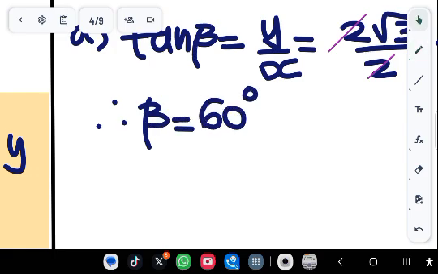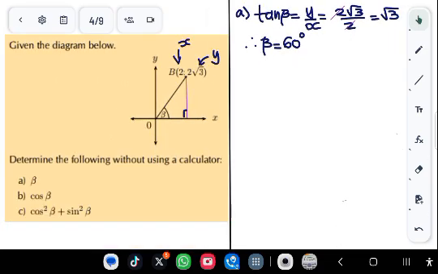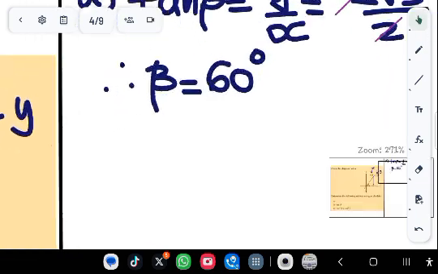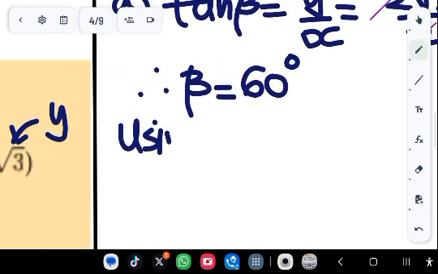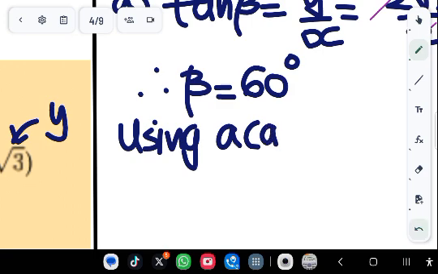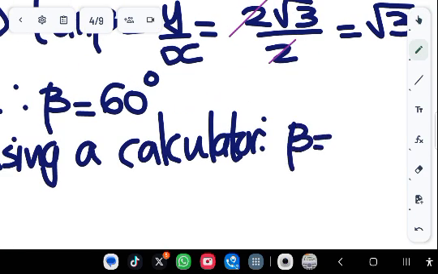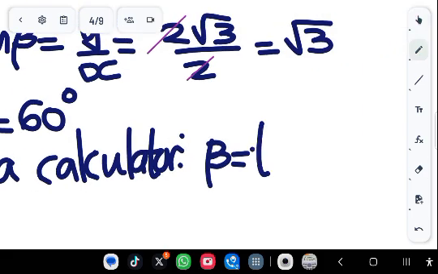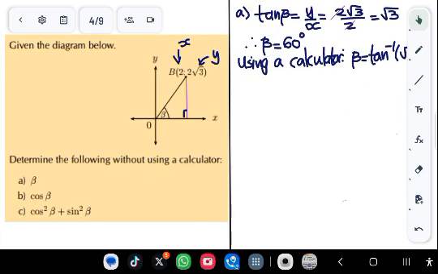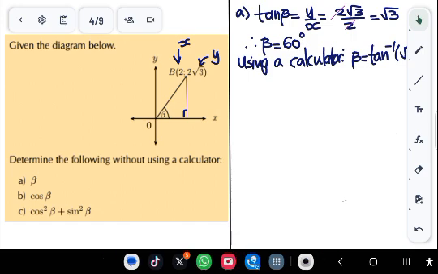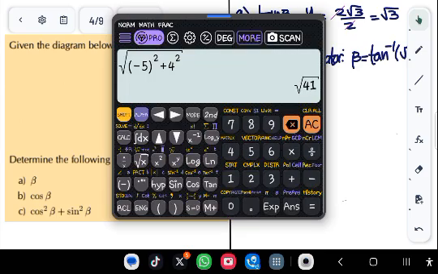If you didn't want to use the special triangle and you wanted to use a calculator, that would still be cool. This is how you would do it. You would simply go beta is equal to tan to the minus 1 of square root of 3. Take out a calculator. So you go tan to the minus 1 of square root of 3.